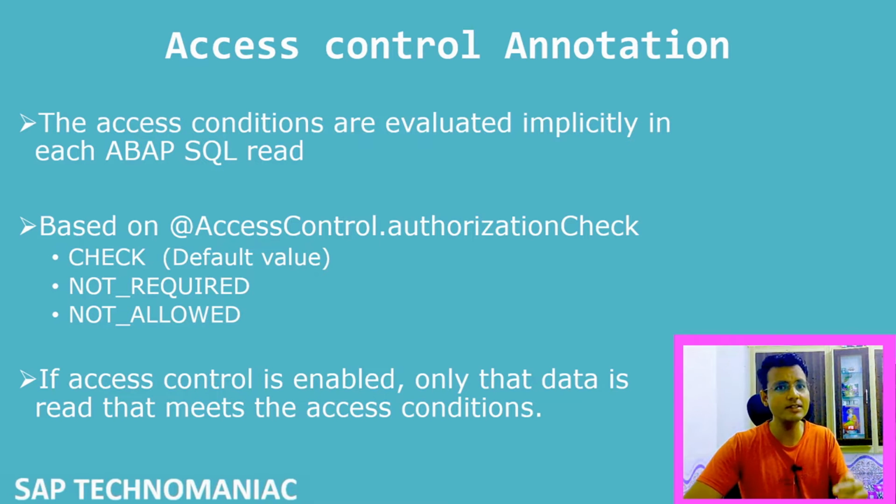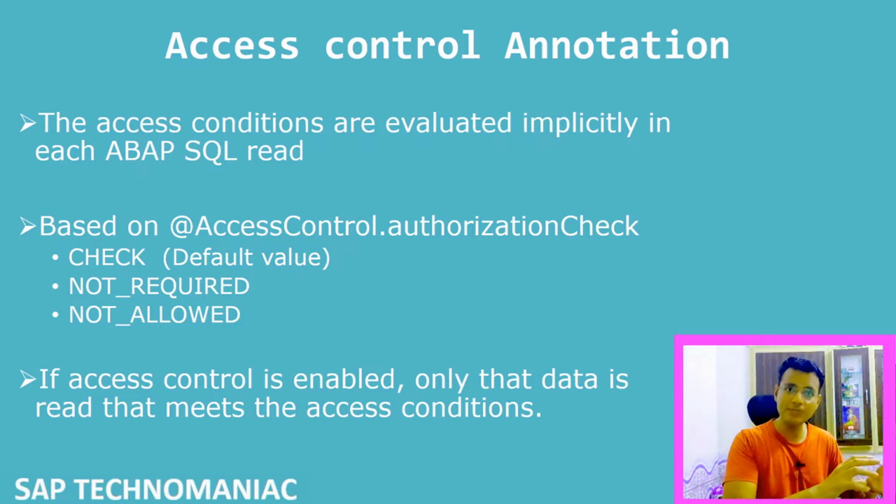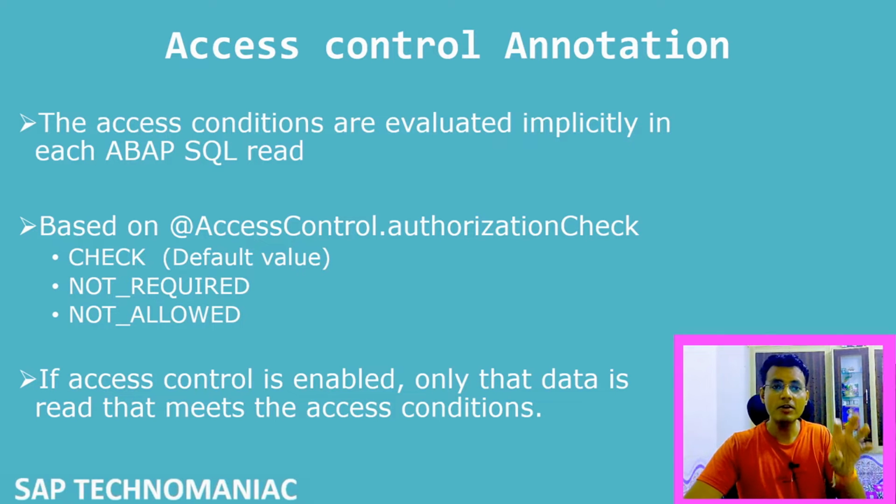We will see all these things in the practical as well. I'm just giving the theory part first. If access control is enabled, only that data is read that meets the access conditions. Whatever we have defined in the access role, we have the access rule, and inside the access rule, we have the access conditions. Different conditions can be there. If all the conditions are satisfied, then only the user will be able to access the data. Otherwise, he will not be able to access the data.